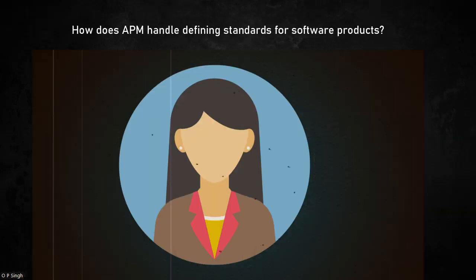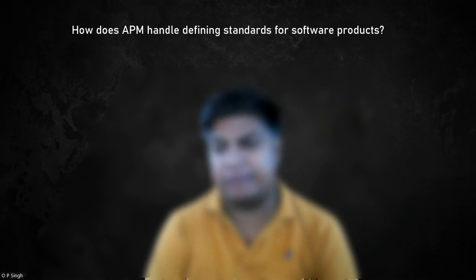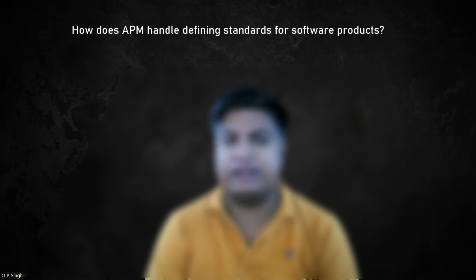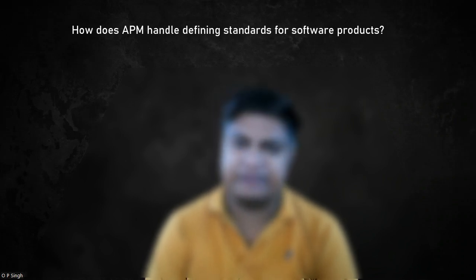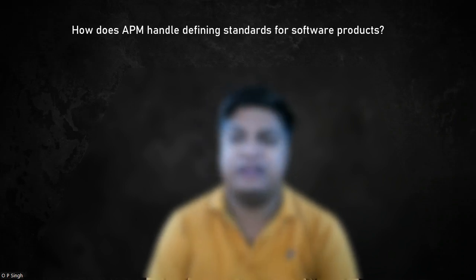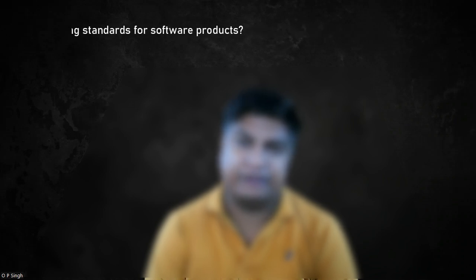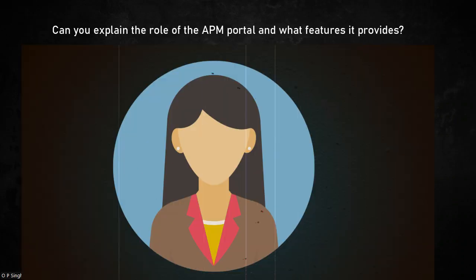I see. And when it comes to defining standards for software products, how does APM handle that? APM uses the technology reference model, TRM. This module is there to define and enforce software standards. It also allows organizations to specify which software and versions are approved for use, and it helps in tracking and managing unapproved software products in the production environment. Sounds like a thorough system.